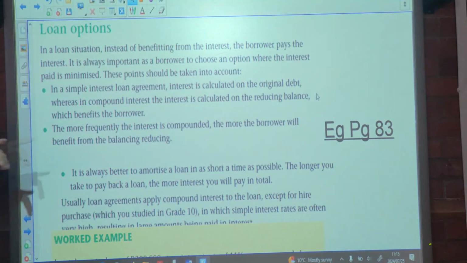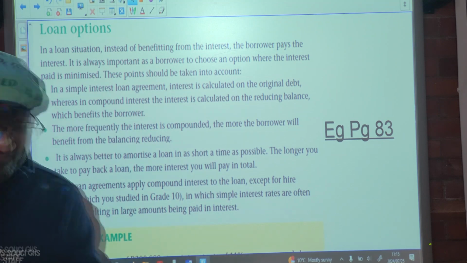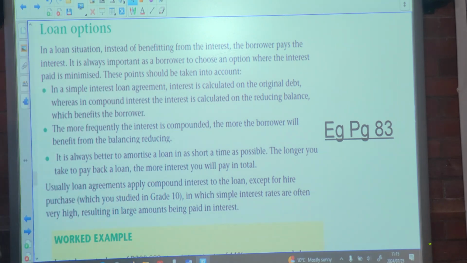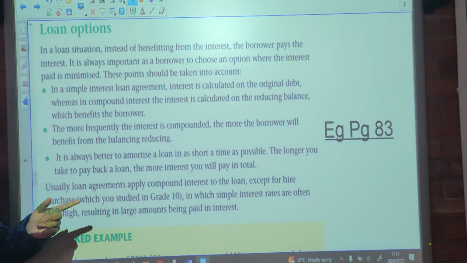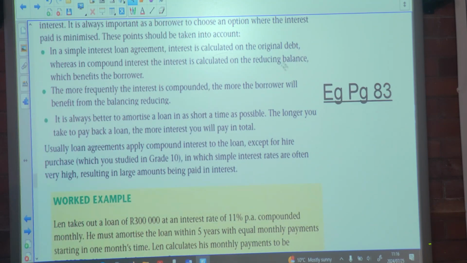Anyway, the more frequently the interest is compounding, the more the borrower will benefit from the balance reducing. As I said before, if you pay extra on a compound interest loan, it will benefit you in the long run. You will pay less interest, whereas on a simple interest loan, if you pay 100 extra every month, it's not going to make a difference on the total amount paid at the end. You guys understand? It will make a difference on compound interest.